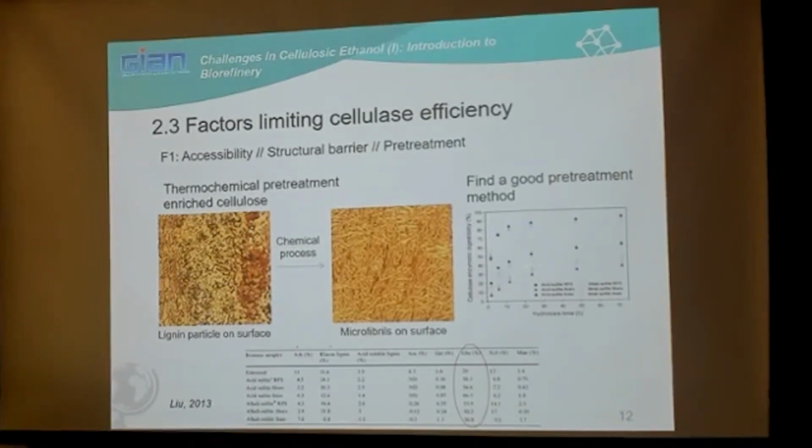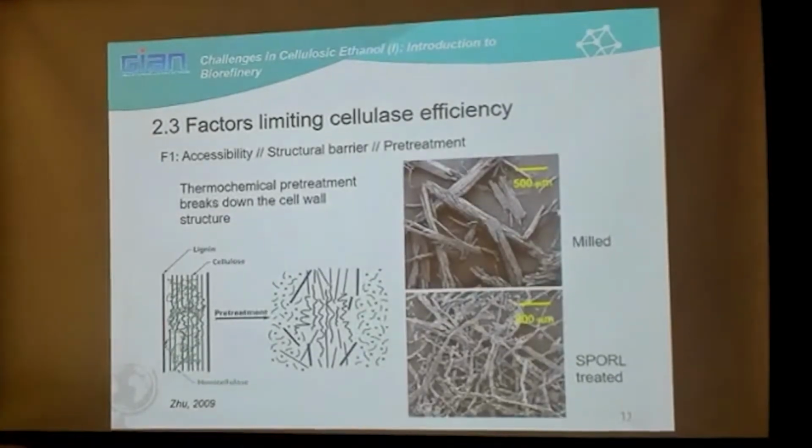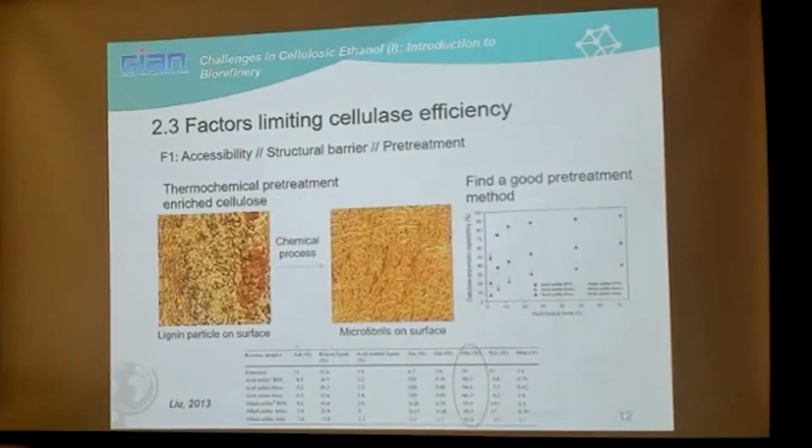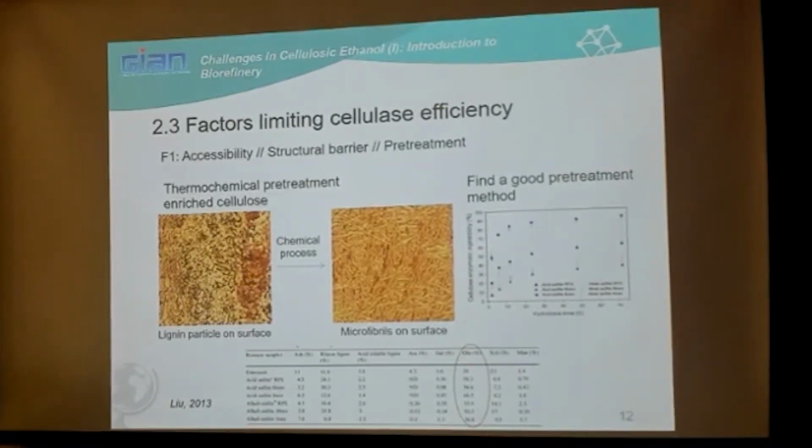It is very important to find a good pretreatment method. Okay, if we have softwood, it's better we use sulfite. Sulfite is very efficient, following the acidic sulfite process. If we use corn stover or corn hulls, dilute acid pretreatment is enough. After the pretreatment, we can also see the enrichment of cellulose. The content of cellulose is higher.